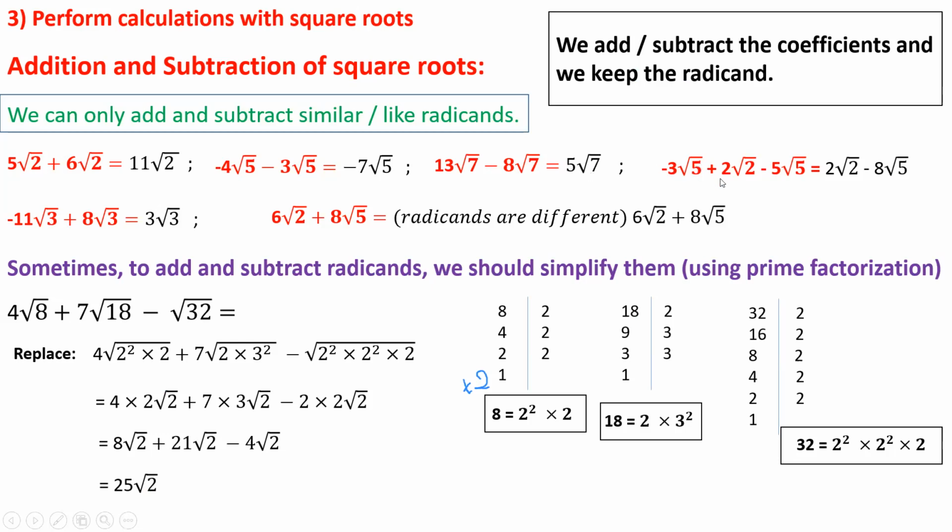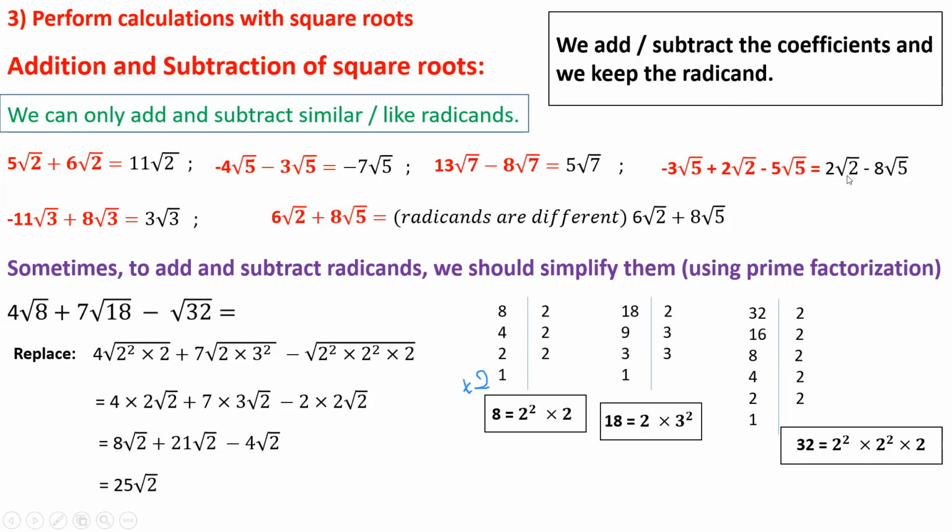Minus 3 radical 5 plus 2 radical 2 minus 5 radical 5. Who has the same radicand? It's minus 3 radical 5 and minus 5 radical 5. So I do their answer, and I keep 2 radical 2 as it is. Minus 3 minus 5 is minus 8 radical 5.